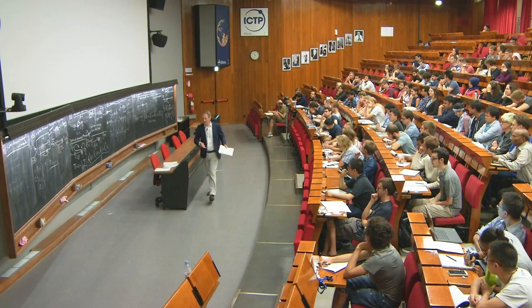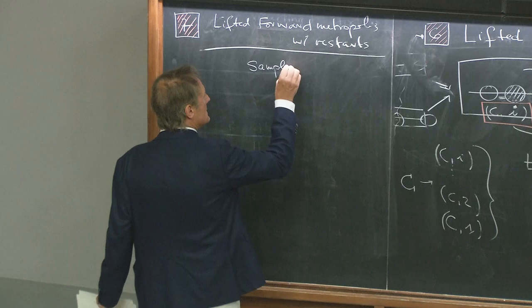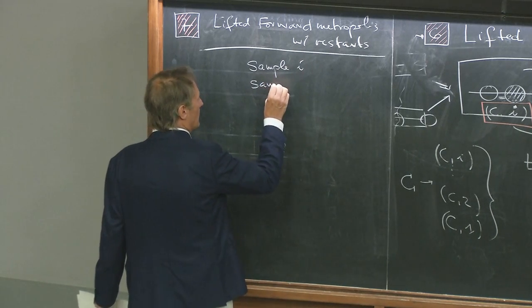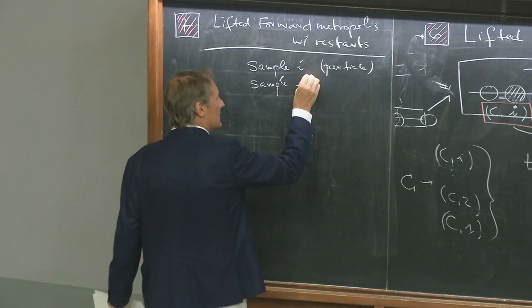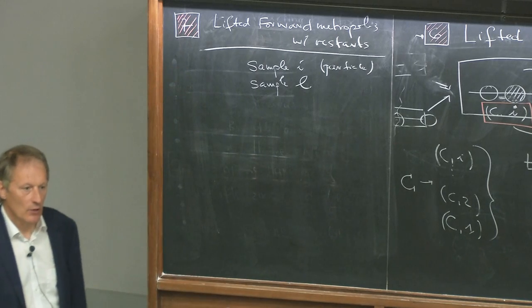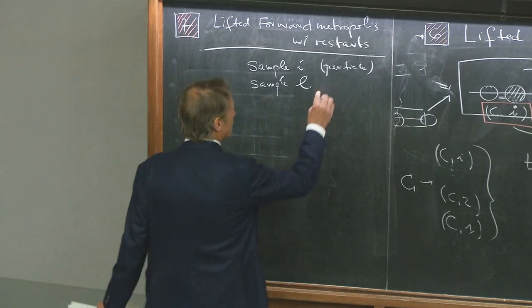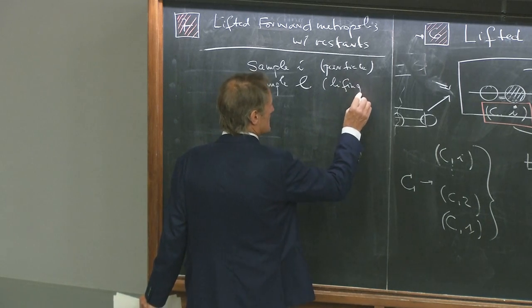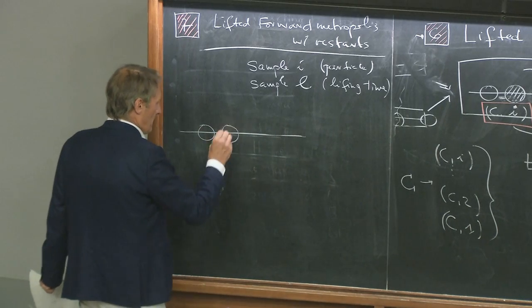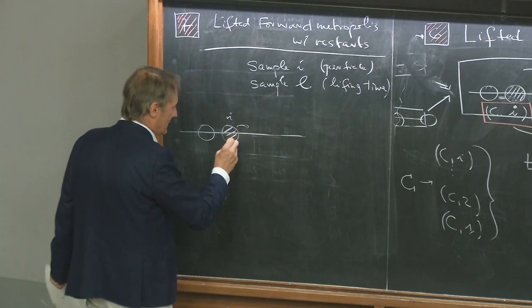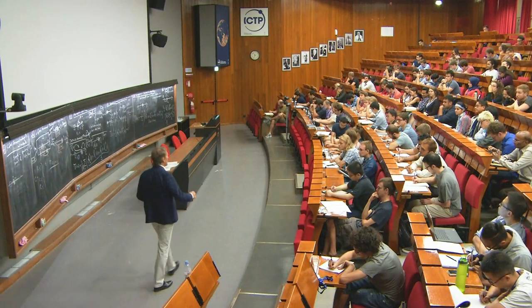So the lifted forward Metropolis is: sample i, so this is the particle index. Sample a parameter that we call L, which is the repetition, the number of times that we will run the lifted forward. And then we pick i and we move it. We take this as the active particle and we move it, and so on and so on. So this algorithm, of course, also satisfies the global balance condition.